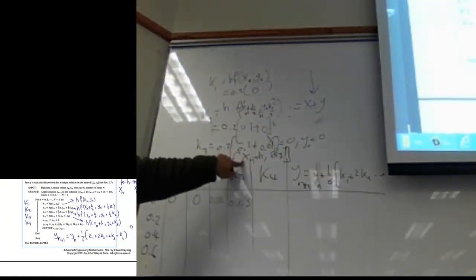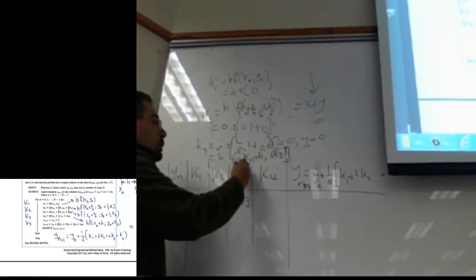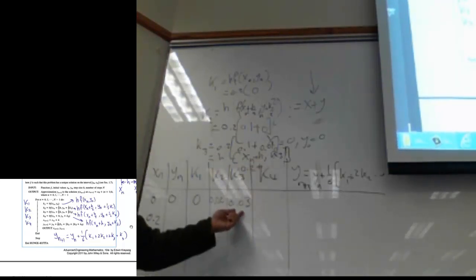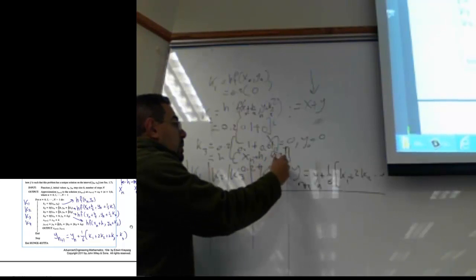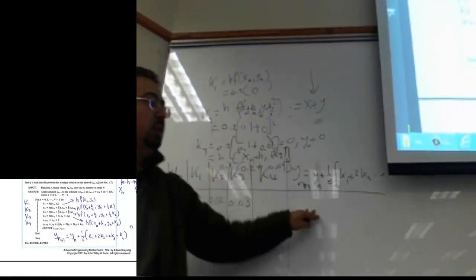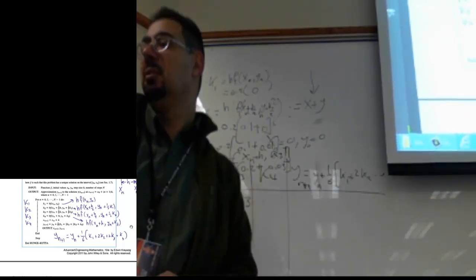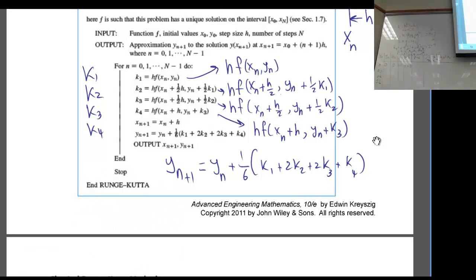So I will get not just 0.1, I'll get 0.2 now. This will be 0.2 plus the whole K3, 0.03. And then I multiply the whole thing by 0.2. And you get this number, and then you basically average, 1 over 6, all these things. Okay?